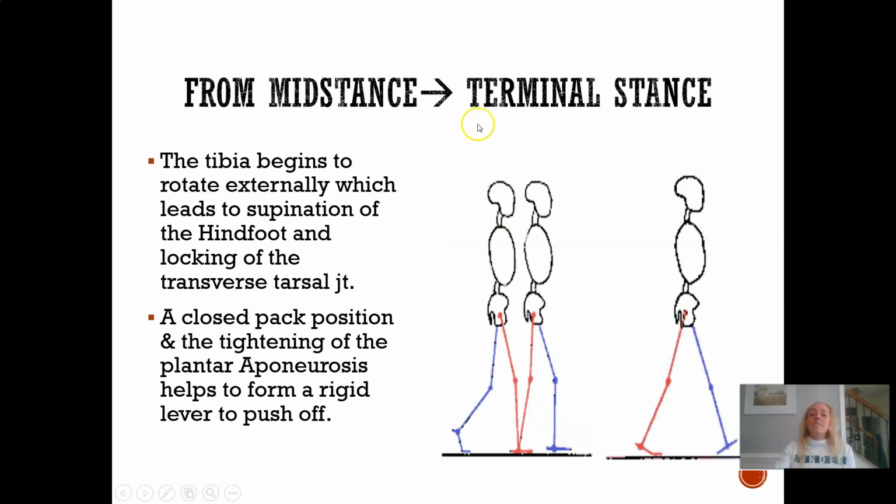Then from mid stance into terminal stance, as we're getting ready to swing with that leg, the tibia is going to start to externally rotate on the foot, which is going to put the foot into more of a supinated position. The supinated position is going to be the closed pack position for the foot, which is going to make the foot more rigid. With this rigid lever, that will now help prepare the foot for better push-off and swing phase.